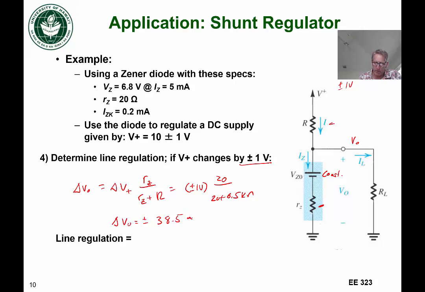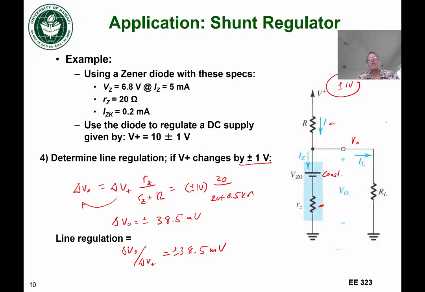And that tells us that delta V out is equal to plus or minus 38.5 millivolts. And so for the line regulation, we would actually divide delta V out over delta V plus, and that's the same thing, equal to 38.5 millivolts per volt. So what that tells us is that if our supply voltage changes by a volt, our output voltage of this regulator changes by plus or minus 38.5 millivolts. So it's way smaller, right? Much smaller. And that's the action of this shunt regulator. That's what the regulator is doing.